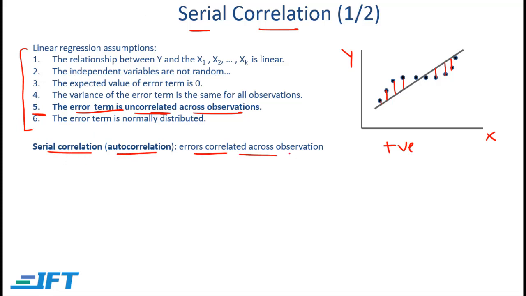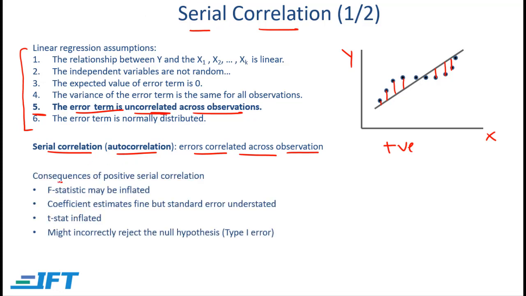Another term for serial correlation is autocorrelation. Error terms are correlated across observations. The problem of serial correlation often happens when we are evaluating time series data, especially when there is a seasonality effect. This is something we'll see in more detail in the next reading. But for now, you need to understand that one of the assumptions of linear regression is that the error term is uncorrelated across observations. And when this assumption is violated, we say that we have a serial correlation problem.